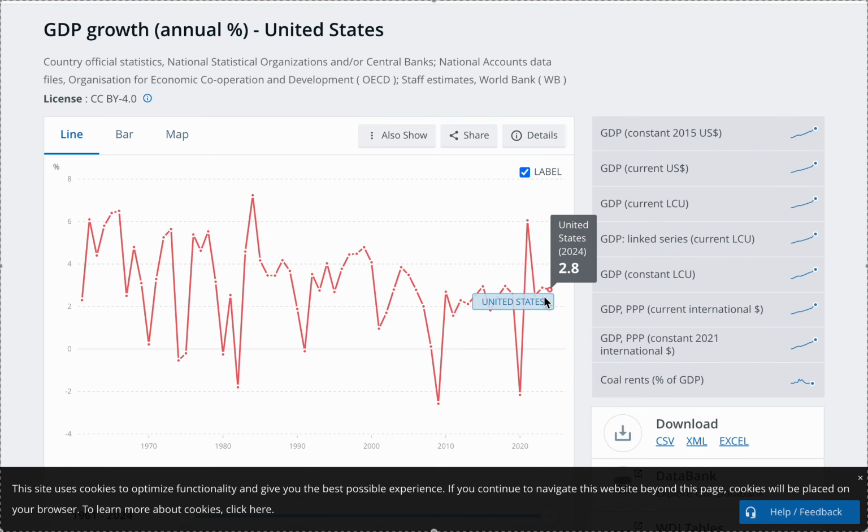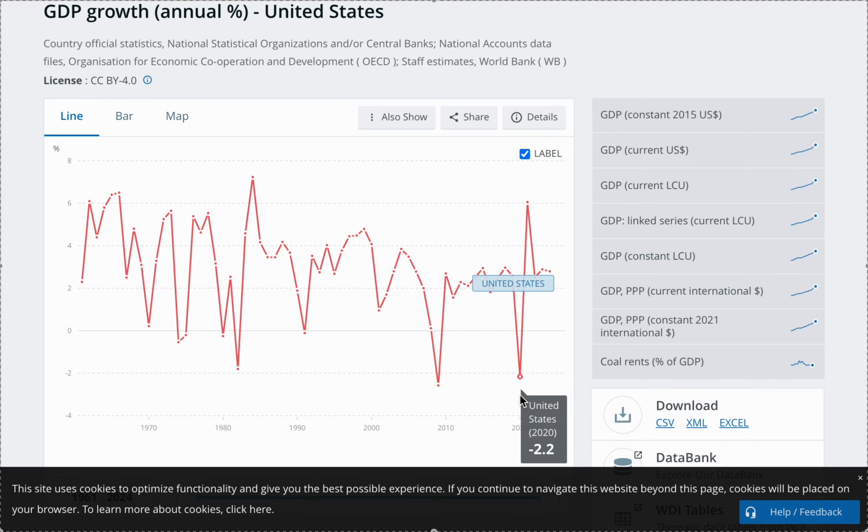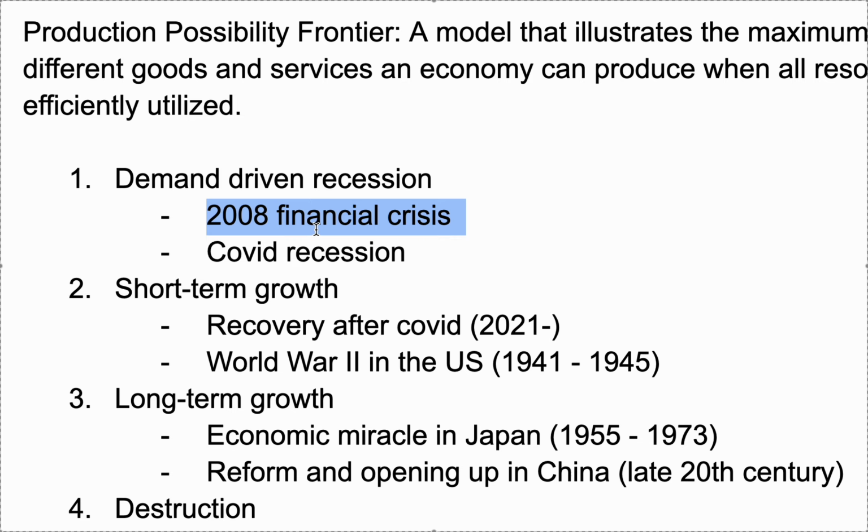GDP growth, United States. Let's look at 2020, when the COVID recession happened. Yes, see, negative 2.2. That's a recession, and this is what happened. Same as the 2008 financial crisis. See, in 2009, negative 2.6 GDP growth, meaning that the economic activity shrunk by 2.6%, which is very catastrophic.